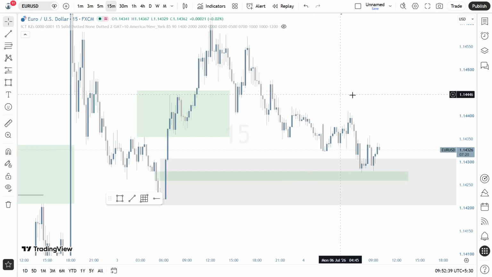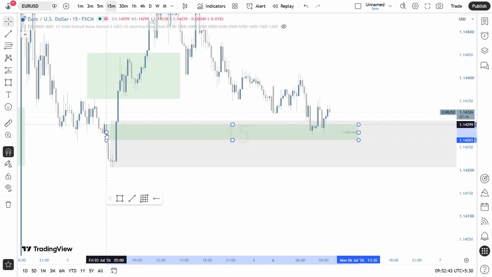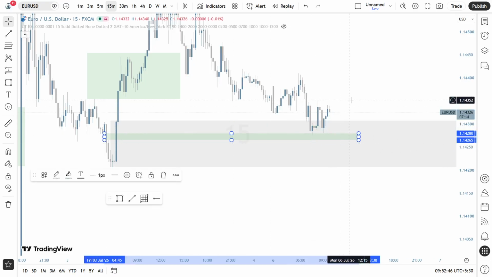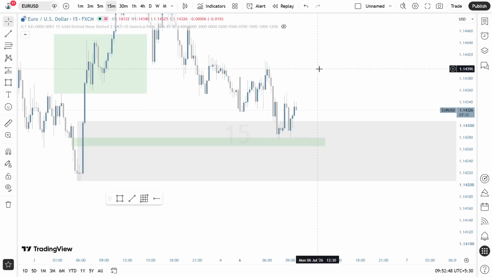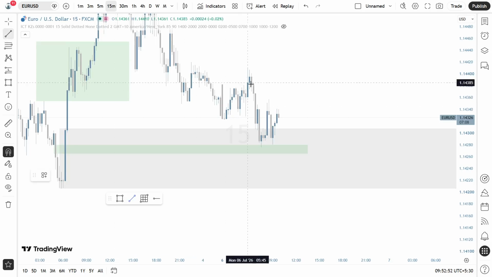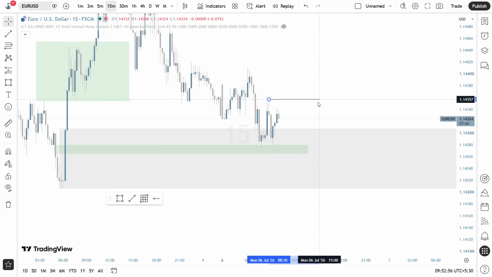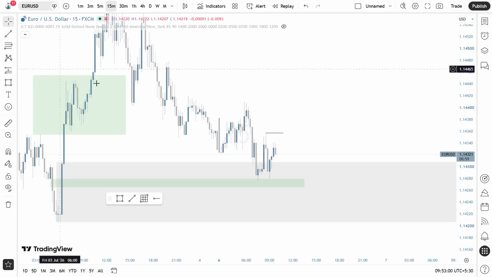Let's remove this session. What we can see is that we are having this BPR area from where the price is actually reacting right now, but that doesn't give us a confirmation. What gives us a confirmation is the break of this high. So if we break this high, more likely we are going to go into the upside direction.